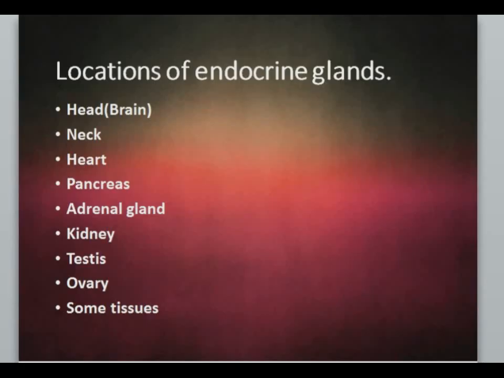Okay. Now, locations of endocrine glands: we have the brain, the heart, the neck, the pancreas, the adrenal gland, the kidney, the testes, the ovary, and some tissues. Please, I want you to take note that the hormones secreted from some of these are called local hormones, basically.